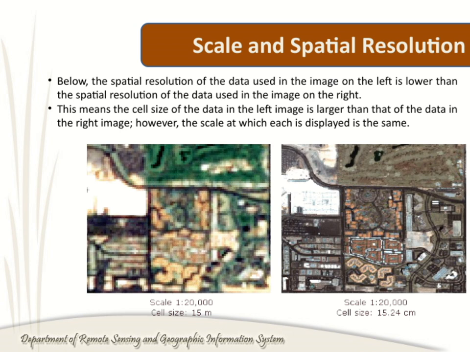Despite these differences in resolution, it's important to note that both images are displayed at the same scale. So, even though the data itself varies in detail, the visual scale remains consistent. This distinction is crucial because it highlights how the level of detail can vary depending on the resolution, but the scale at which we view the data can be maintained. This concept ties back to our overall theme of understanding how data resolution influences interpretation and decision-making in spatial analysis.